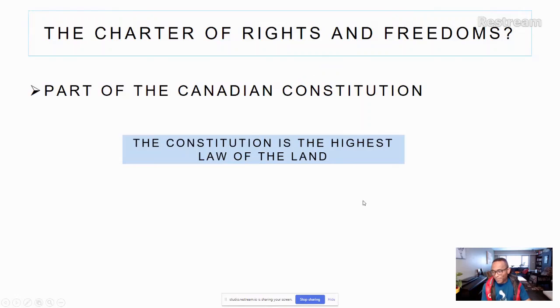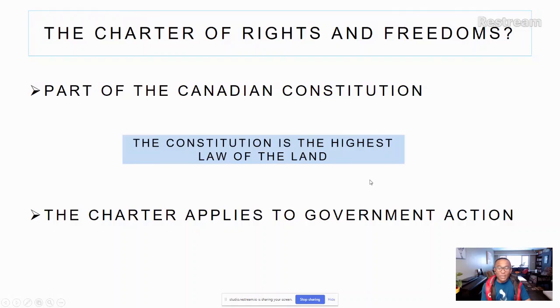The Charter applies essentially to government action. I could spend days talking to you about this topic alone, but for our purposes here, all you have to know is that the Charter applies to government action. It is used to assess the actions of government. The idea behind this is that the government, in doing what they do, has to uphold human rights and has to uphold the freedoms and rights of Canadians. And so government action is subject to the Charter. If any government action violates the Charter, then that action obviously cannot stand.